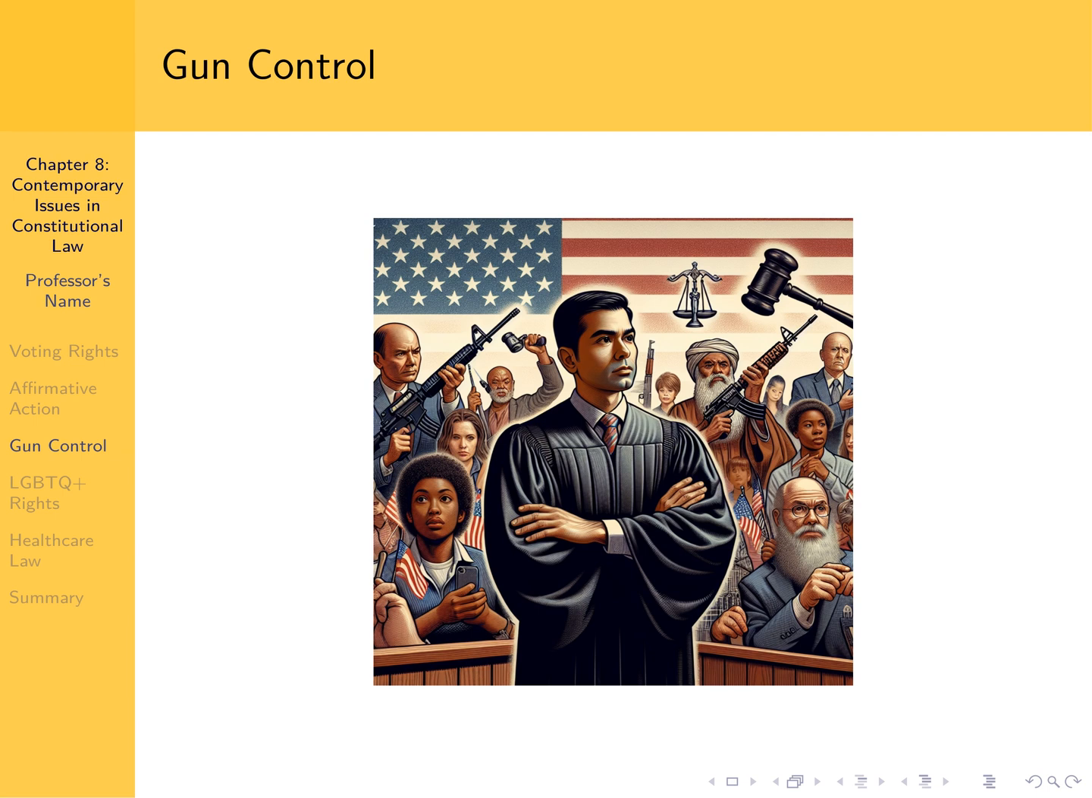Today, we will be diving into the complex and highly debated topic of gun control. This issue delves into the balance between individual rights, public safety, and the government's role in regulating firearms. Get ready to explore the various perspectives and legal considerations surrounding this critical issue in constitutional law.